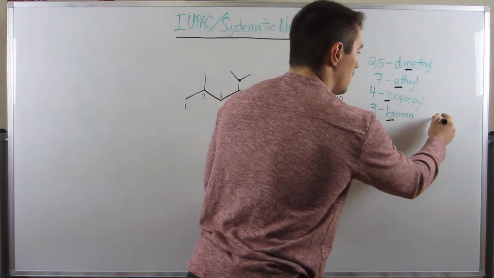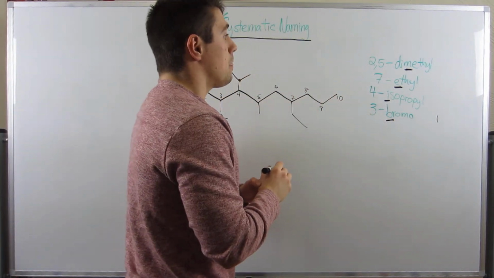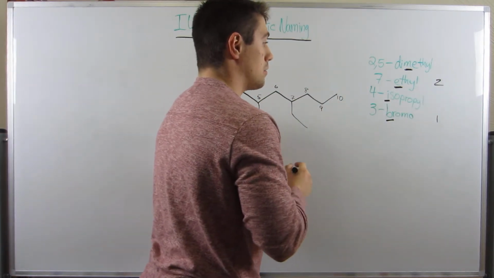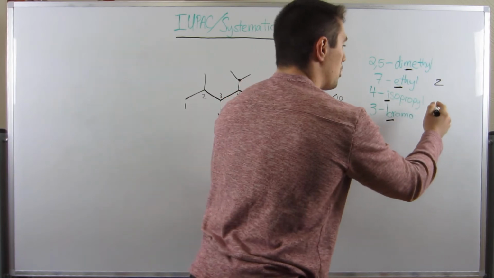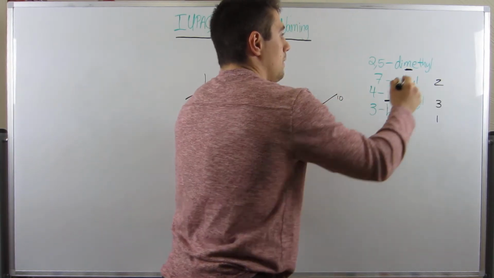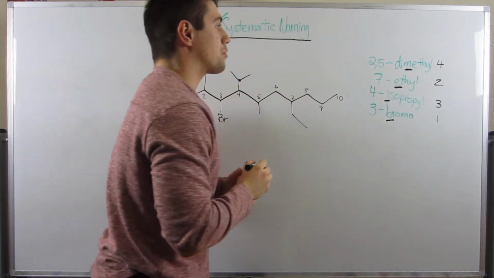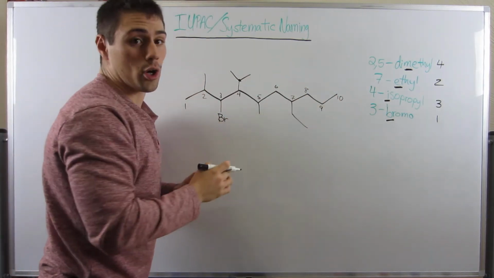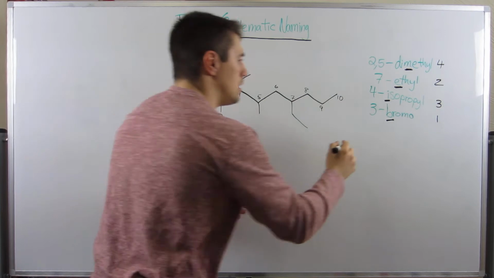Bromo is definitely the first one we're going to write. Ethyl looks like it's going to be the second one, using the alphabet here. Isopropyl looks like the third one, and then methyl will be our fourth group. And at the end of these groups, our parent chain is 10 carbons long, so that's a decane, right? That is a decane.